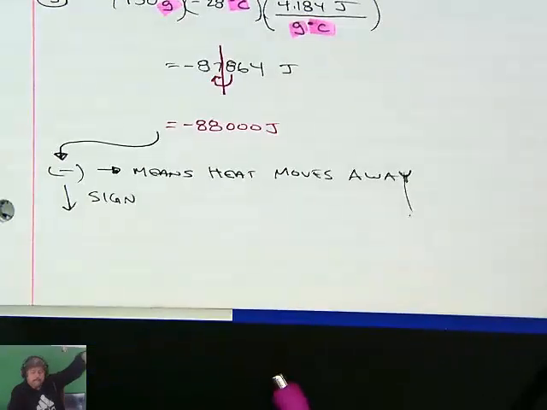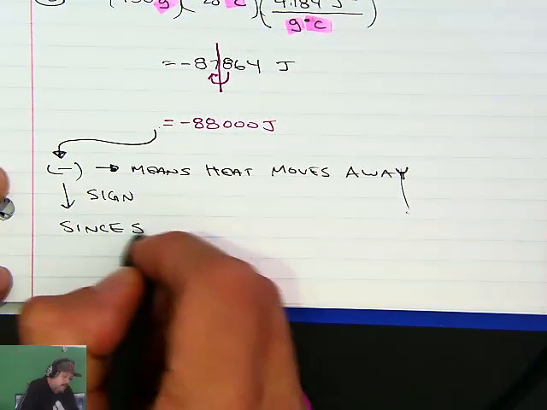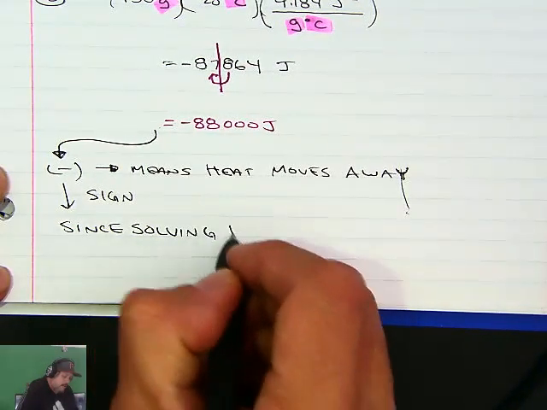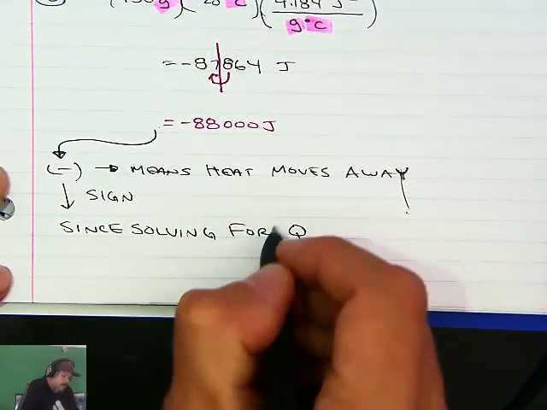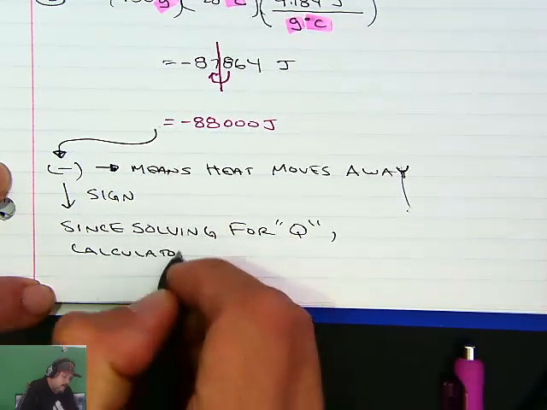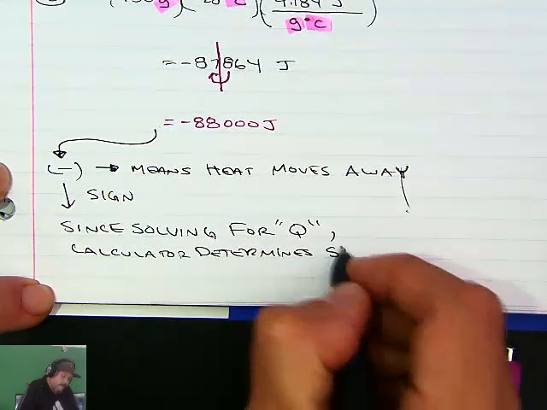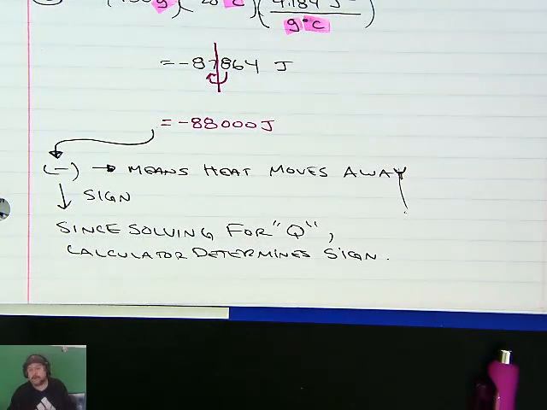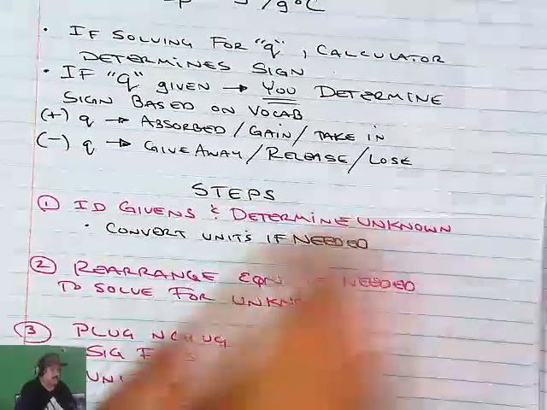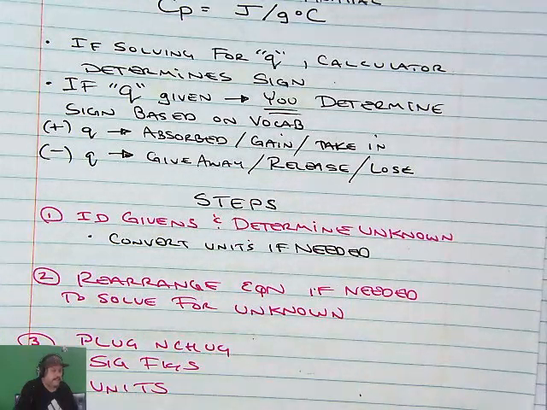As far as the sign, since we're solving for Q, the calculator determines the sign. Okay, and that was part of your notes yesterday. We did talk about this. When we solve for Q, which this example is, the calculator determines the sign. You just punch it in the calculator and you get the answer.